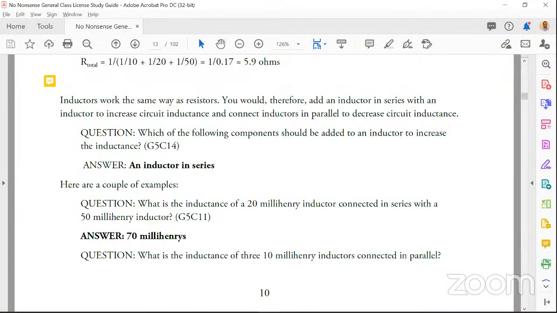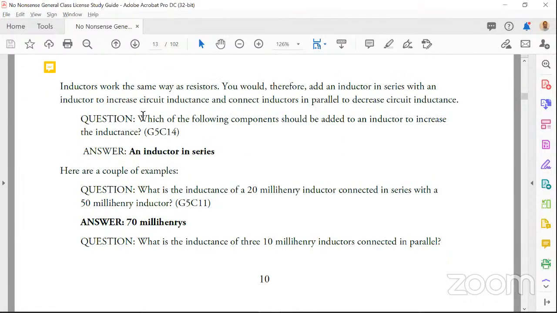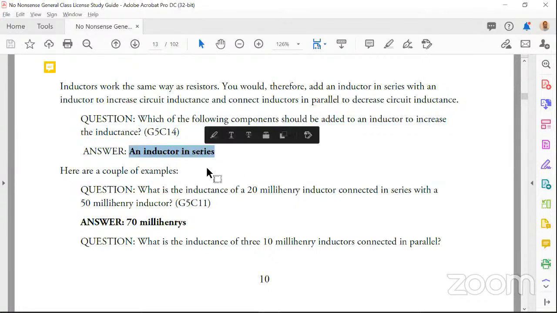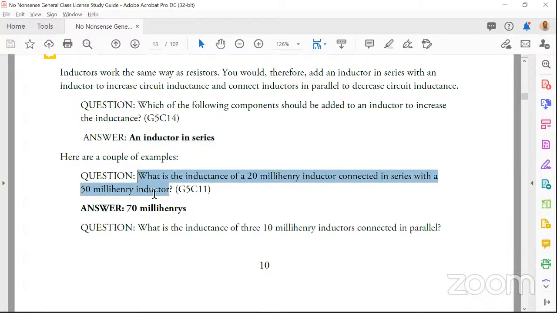All right. So the first question is, which of the following components should be added to an inductor to increase inductance? We learned, of course, that when you add inductors in series, that is how you will increase inductance. So that is the answer to that question, an inductor in series. Next question in the question pool.